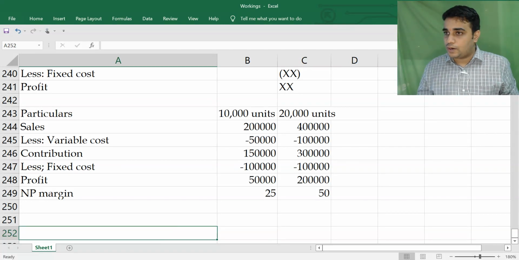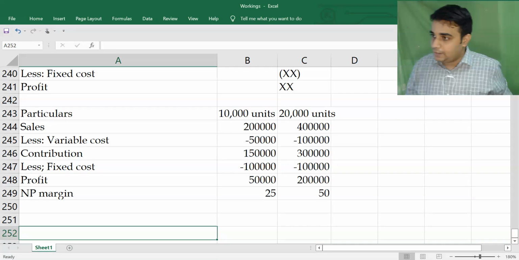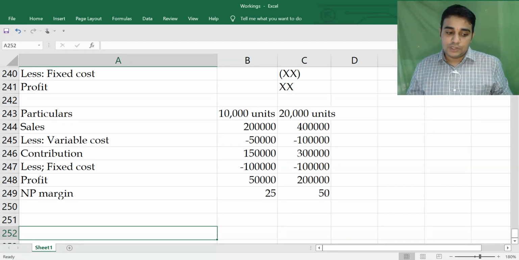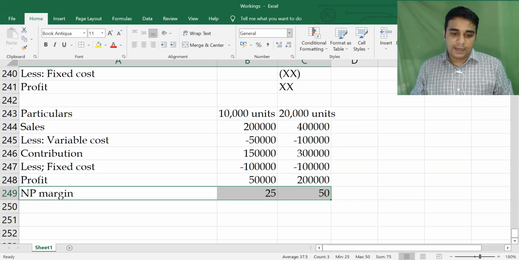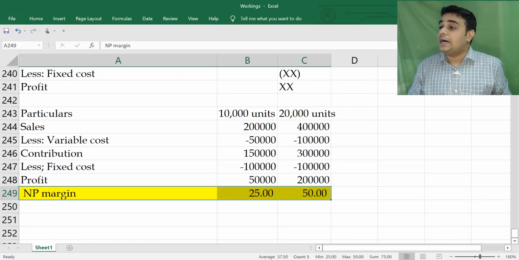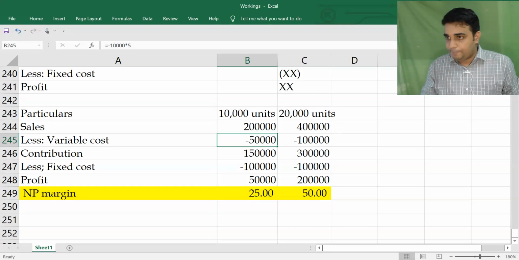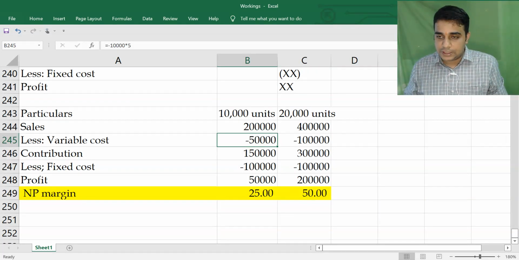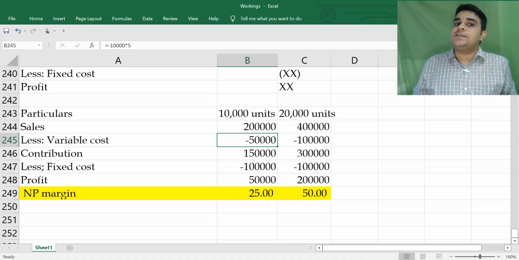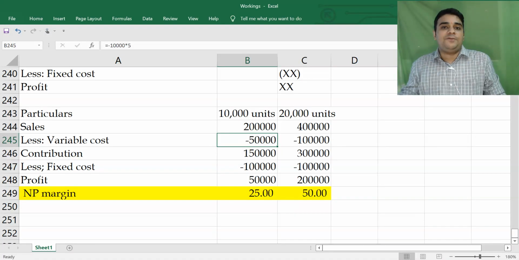You have not reduced the cost. Technically fixed cost has not come down. You have also not reduced the variable cost. Variable cost per unit remains the same. So practically this is an irrelevant ratio. Net profit margin is not a good ratio because it does not show the true profitability of a product. Though we use it in a practical world, net profit margin is not the right ratio, because net profit margin has improved from 25 to 50.